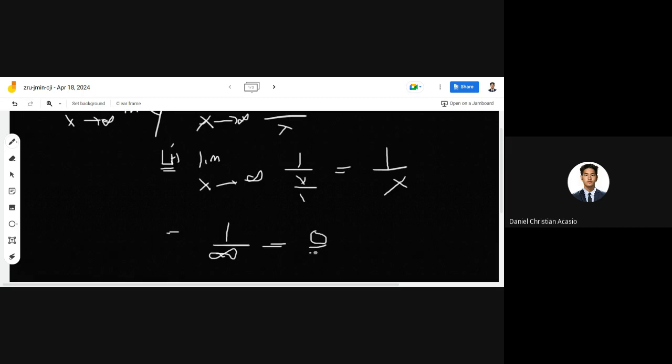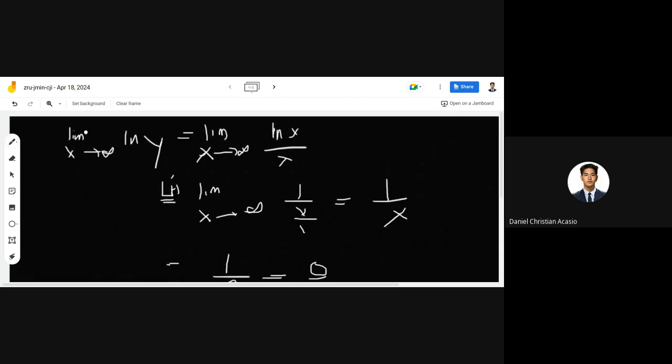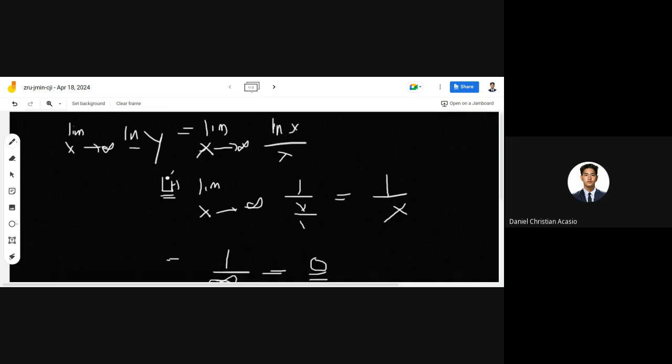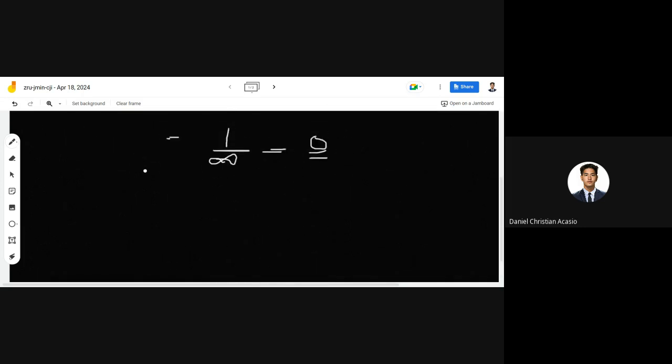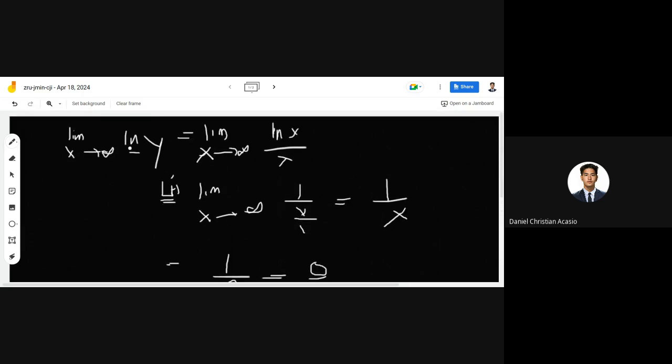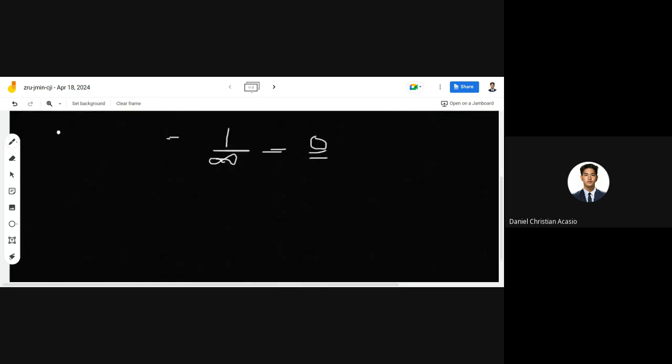No, it's still not the final answer, since this is the limit of ln y. We only need the limit as x approaches infinity of the function y, so we have to remove the ln. How do we do that? I'll bring the ln to the outside and write it like this.